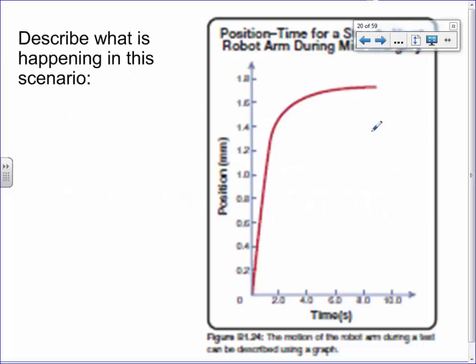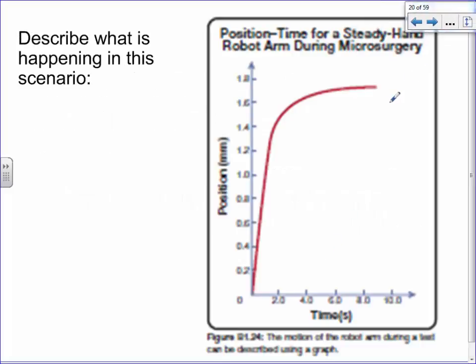When you're looking at data, let's say this is a graph you've got going on here. Let's talk about the scenario and what's occurring. This is a position-time graph for a robotic arm during microsurgery. You know how a surgeon cuts into a patient? Well, there are some cases where they can use a robot to do surgery because the robot can make the finest incremental movements that a person wouldn't be able to do. And a person still controls this from a control room. So look at how this graph works.